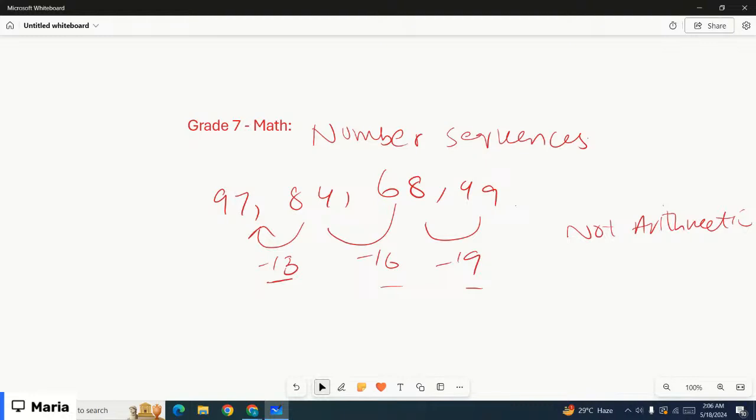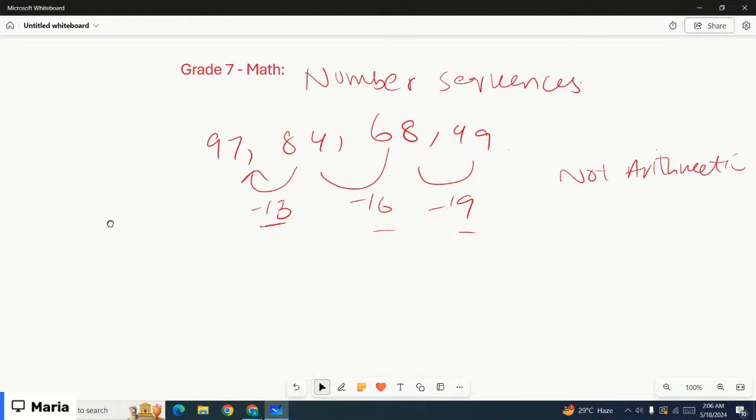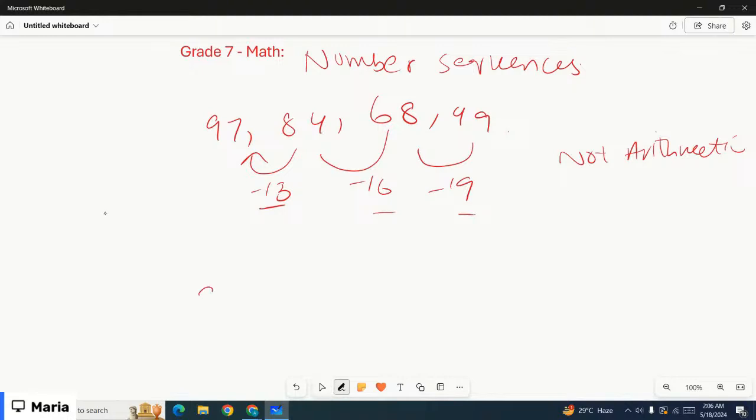Okay, let's check if you can divide them. Do they have a common ratio? Let's see. The next one is the same sequence, 97, 84, 68, 49. Just divide and see if they have a common ratio.